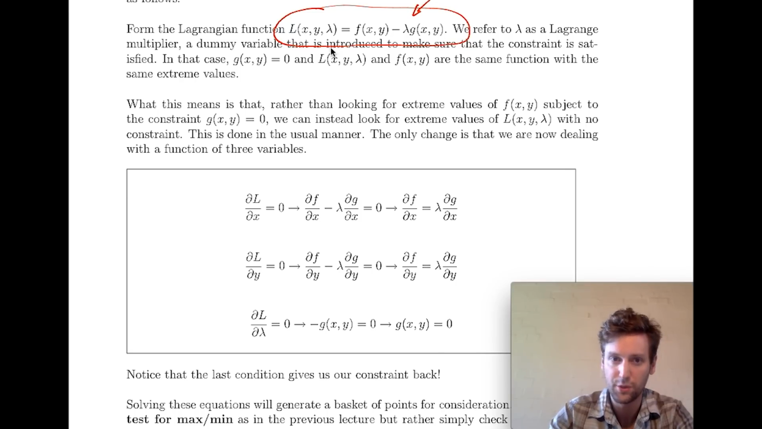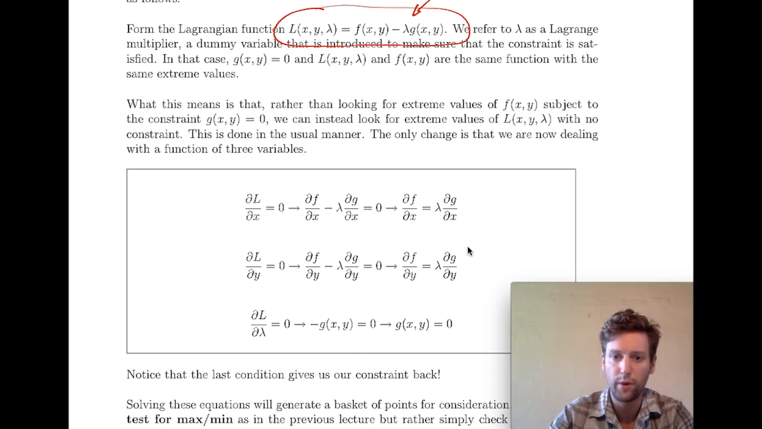So what happens when I take the derivative of this function with respect to lambda? Well, this doesn't depend upon lambda, this doesn't depend upon lambda, so the only term that depends upon lambda is minus lambda times g. I take the derivative with respect to lambda of that and I get minus g. Setting that equal to 0 just gives me g of x and y equals 0. The g of x and y equals 0 was exactly our constraint. Remember that g of x and y equals 0 basically told us how we had to constrain x and y when we were looking for the extreme value of f of x and y.